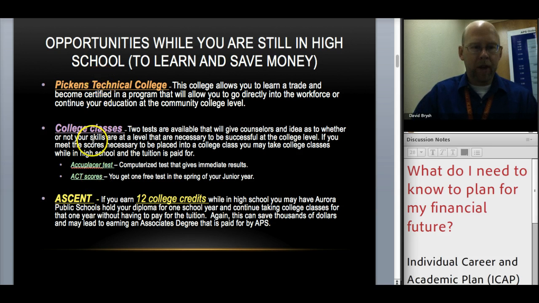Now, if you do either Pickens or college classes, and you do enough credits, you might be eligible for the Ascent program, which means that APS Online will hold your diploma after you graduate. You got all your 22 credits high school-wise, and will hold your diploma for a year so you can go back to CCA, or you can go back to Pickens and finish one of the programs there and get either your associate's degree if you are at CCA, or get your certificate if you're at Pickens in whatever the program is. So it's basically free college, which is pretty awesome. But for both of these, or all three of these, you need good grades, you need good attendance.